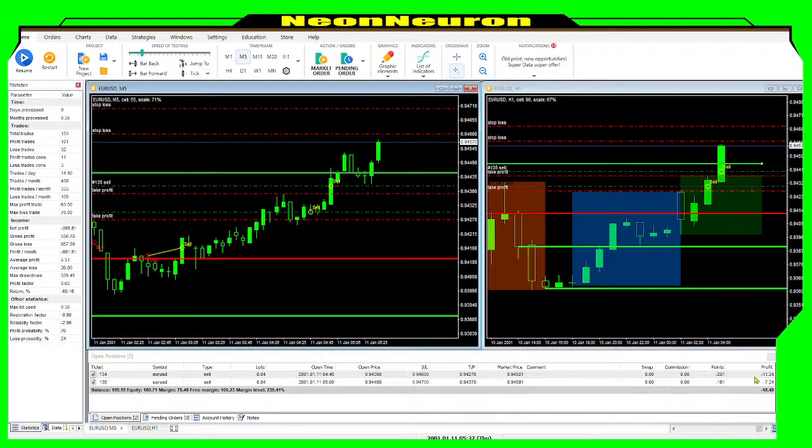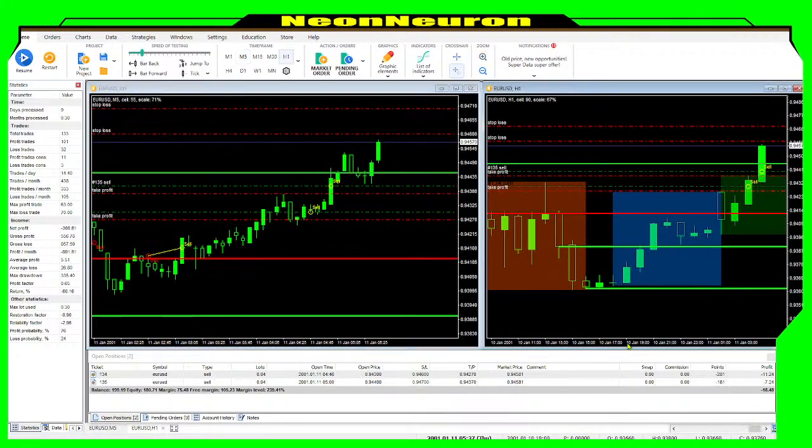One of my trades is at negative $11. Another one is at negative $7. My margin level, 239%. If I open another one, that'll take me down to 100%. I'm risking everything. I can close these orders, lower my lot size, or I can just keep going, let it hit the stop loss, and continue to sell in anticipation of a move down.